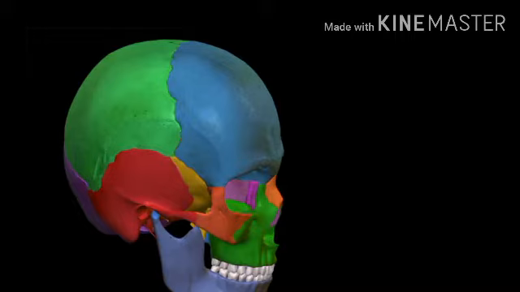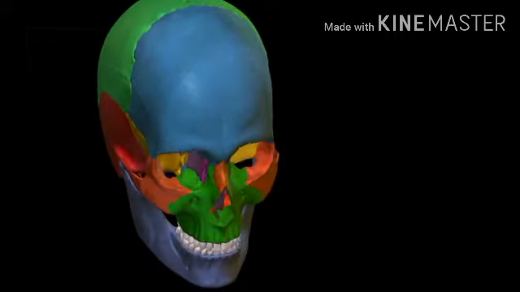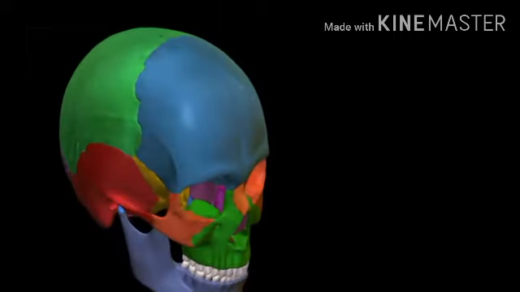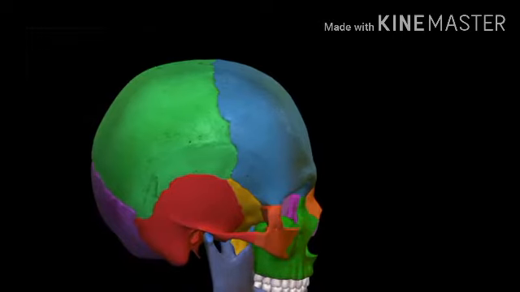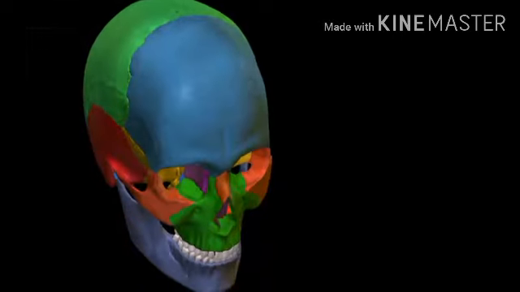So the skull is the skeletal part of the head and neck, and it is a highly modified region of the axial skeleton. It is of mesenchymal origin and it consists of 22 bones. But I want you to take note of the fact that this number excludes the ossicles of the ear.